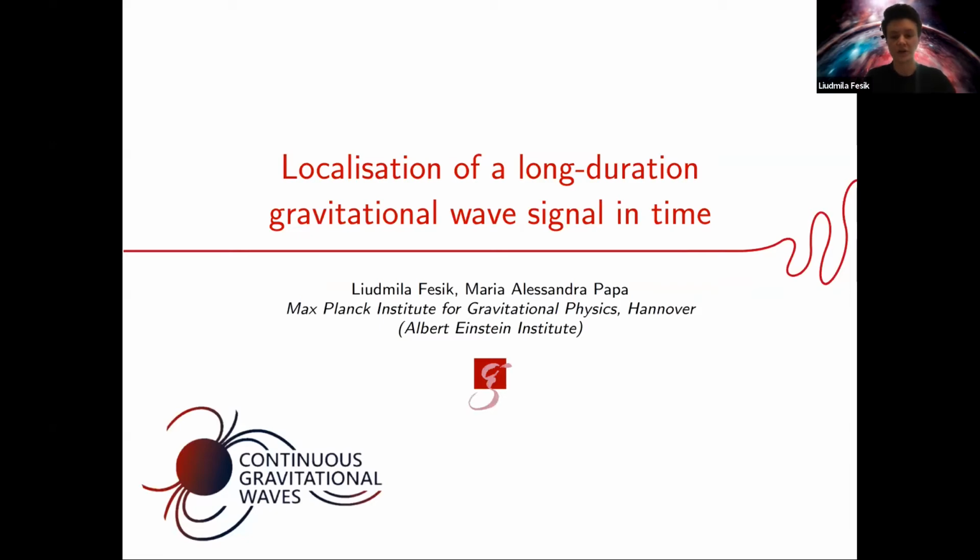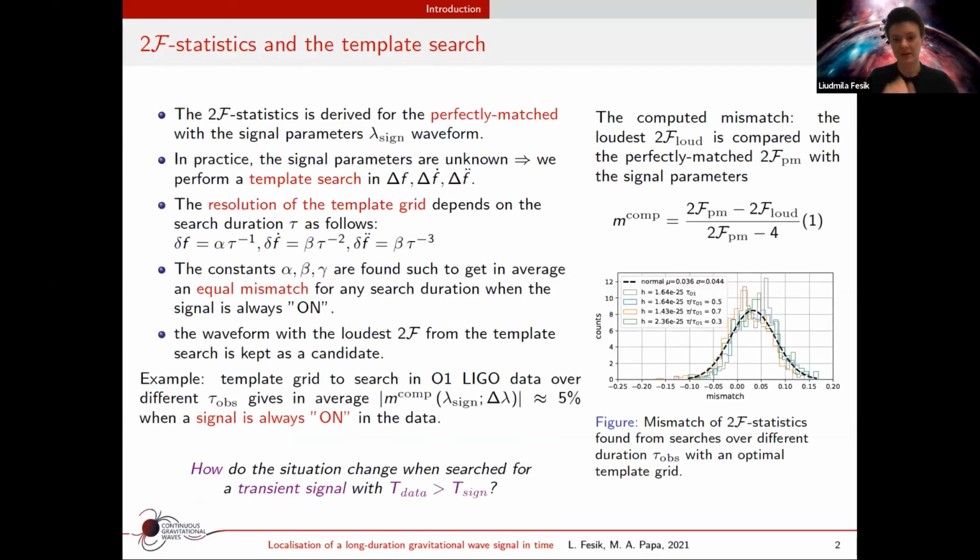So the second talk is about localization of long duration gravitational wave signals, the transient signals, localization in time. Firstly, let me complete the picture that I showed before. We spoke about statistics derived for the waveform perfectly matched with the signal parameters. However, in practice, we need to search over some frequency derivative bands, and sometimes they are pretty large. We don't know exactly the signal parameters, usually.